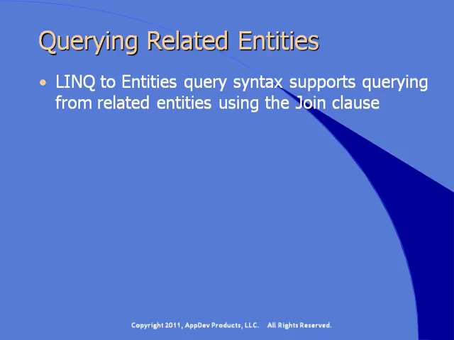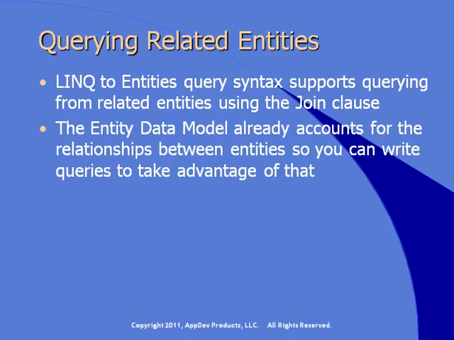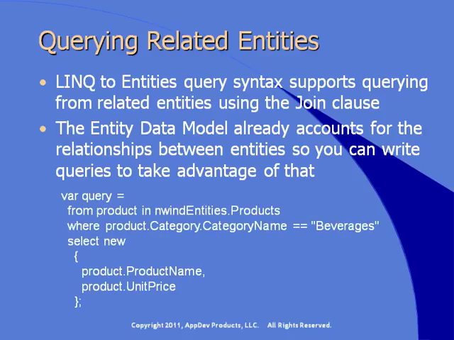Well, I could do that by writing a query that joins the product entity to the category entity based on the category ID. But the entity data model already accounts for the relationships between entities, so I don't need to specify that in my join clause. I can just write my queries directly to take advantage of that. So here, my query is from product in nwin_entities.products where product.Category.CategoryName equals beverages.